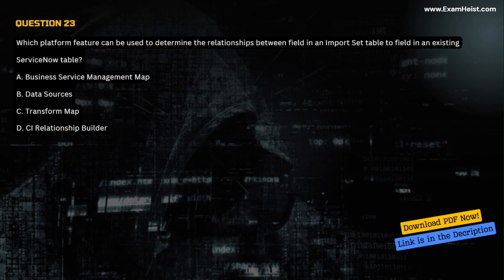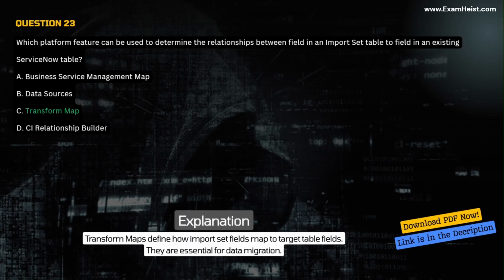Question 23. Which platform feature can be used to determine the relationships between fields in an import set table to fields in an existing ServiceNow table? A. Business Service Management Map. B. Data Sources. C. Transform Map. D. CI Relationship Builder. Correct answer, C. Transform Map. Explanation. Transform maps define how import set fields map to target table fields. They are essential for data migration.